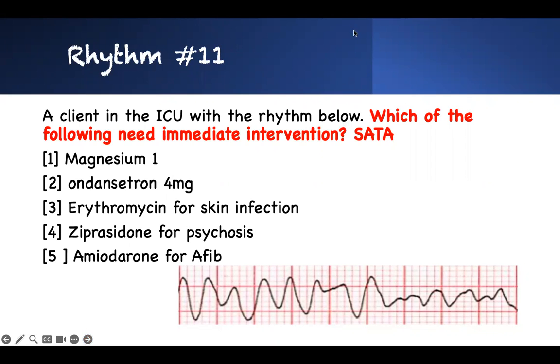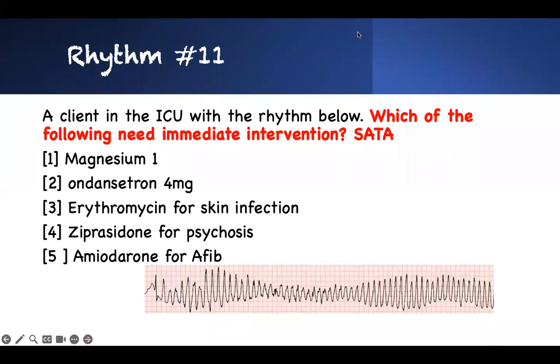Now, number 11. So what do we have? So select all that apply. Which of the following need immediate intervention? A client in the ICU with the rhythm below. Go through your mental process, break it down. So select all that apply, and I need to intervene right away. Immediate intervention, right? I put select all that apply. That means multiple answers. And then we have a patient in the ICU with this. What do you think? Go through.